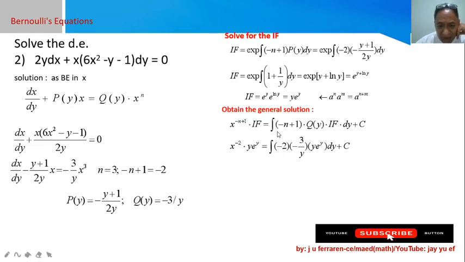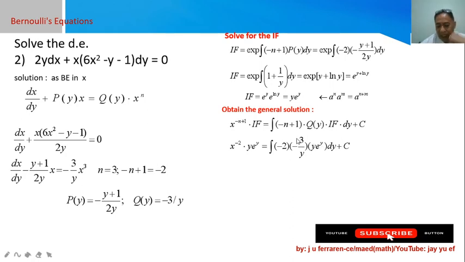So I can now substitute the specific values. This is x with the power of minus 2. Then we have the IF being evaluated. Okay? Then we have the integral of, again, minus 2, and the Q of y is minus 3 over y. And we have a product of y exponential y. So y over y, so this is out. What is left is exponential y.